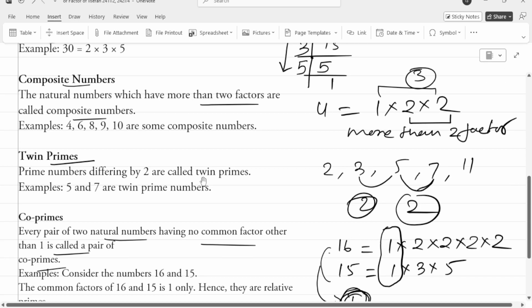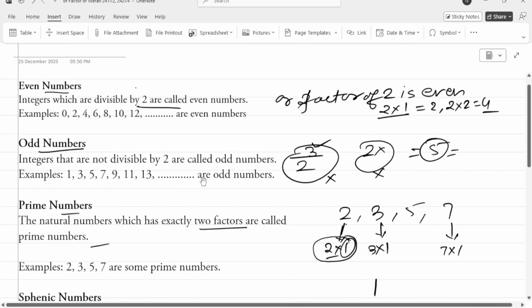That covers all the numbers we have read: co-prime numbers, twin primes, composite numbers, sphenic numbers, prime, odd, even.